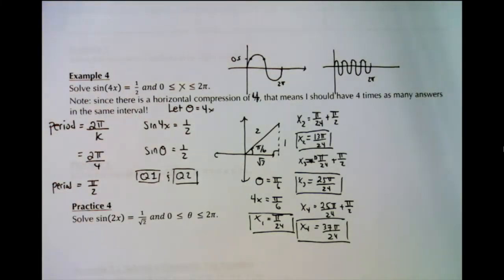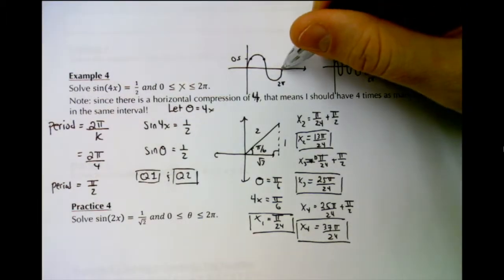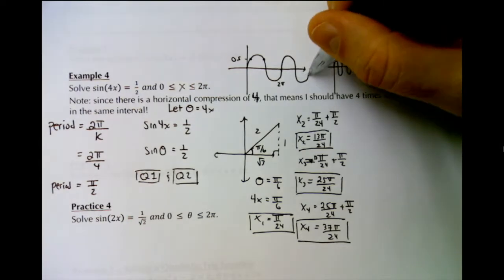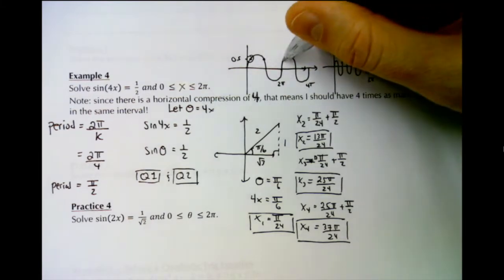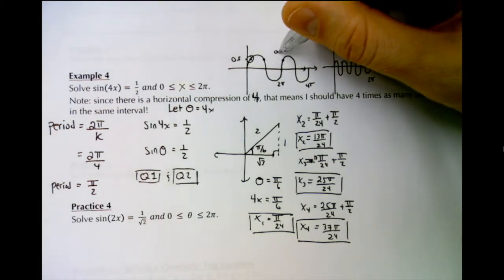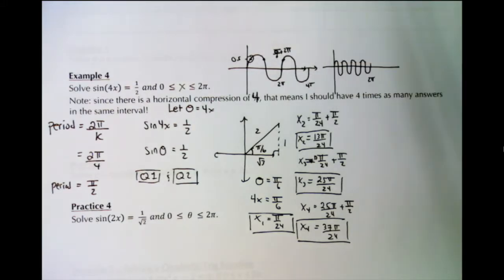So how we come up with the answers if we hadn't compressed is, well, we draw another cycle, and that would take us to 4 pi. And the next time we get 0.5 from here would be right here, which is just, well, pi over 6 plus 2 pi. We'd add the period to get to this next point.